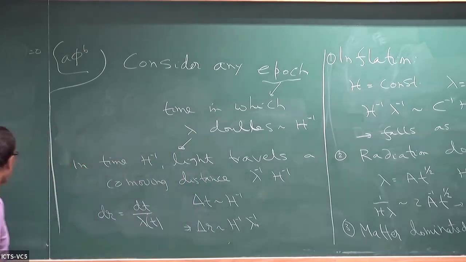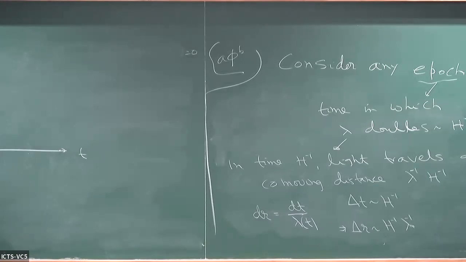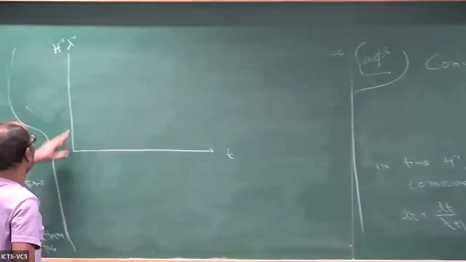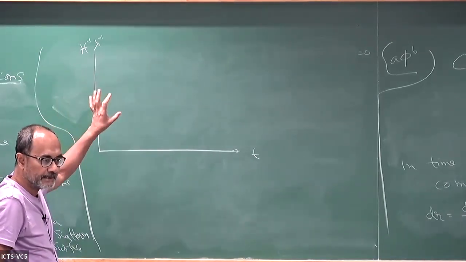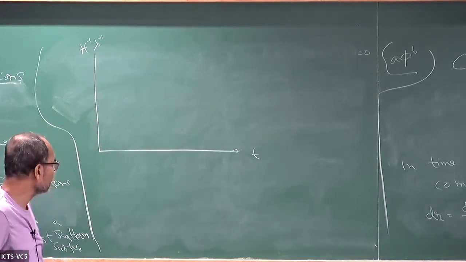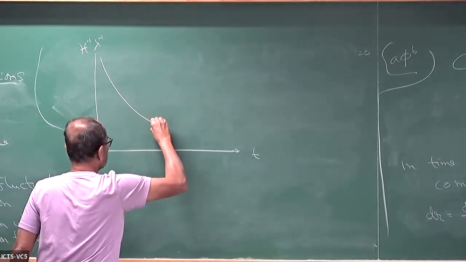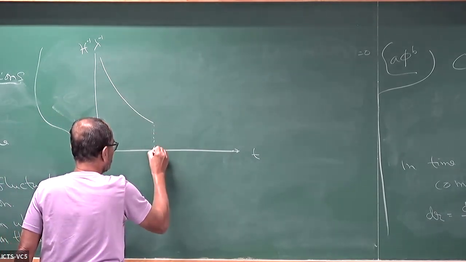But first, let's just plot this. So we plot H inverse lambda inverse against T. So this is a co-moving distance, right? This is all measured in the co-moving distance. H inverse lambda inverse is a co-moving distance that light travels. So what we see here is that it goes like this. This is our TF.